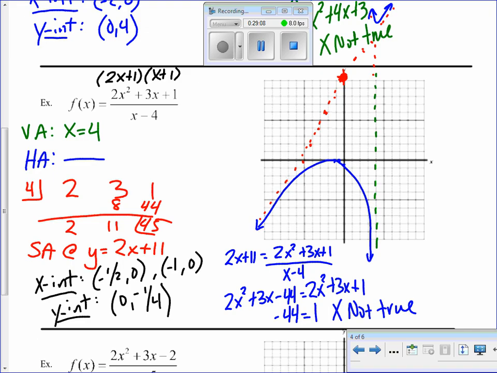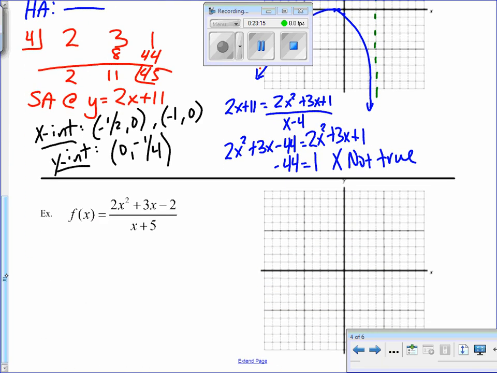Okay, so there's finding slant asymptotes. Here's another example down below. I'll pause on it for a couple seconds in case you want to copy that down and do it on your own. Okay, moving on.